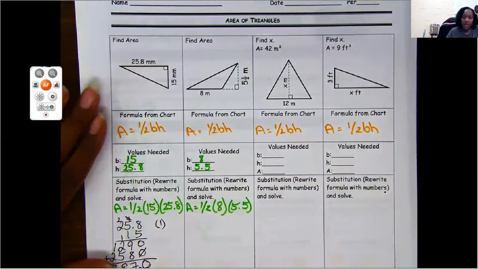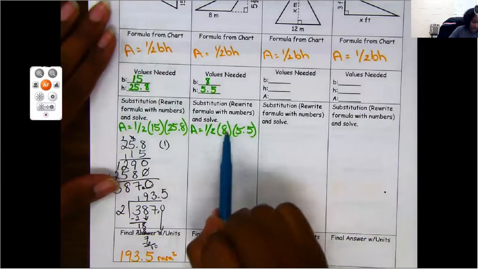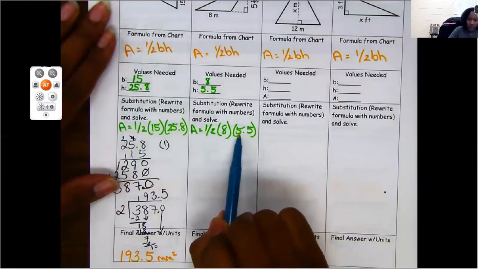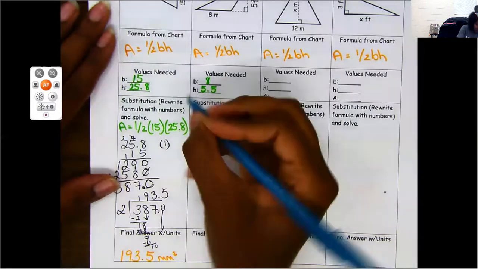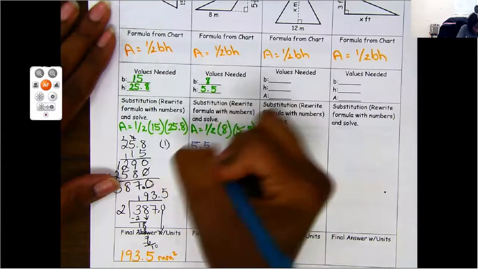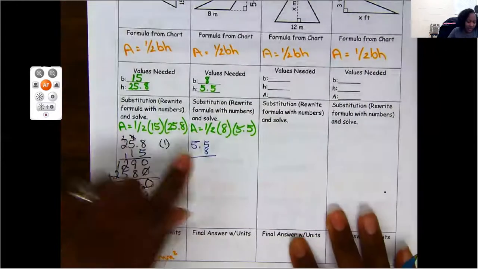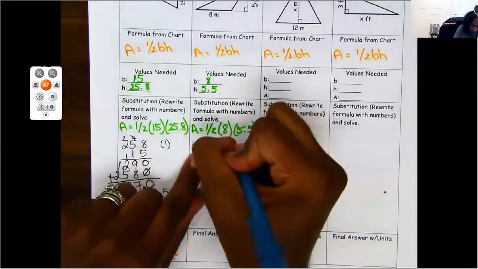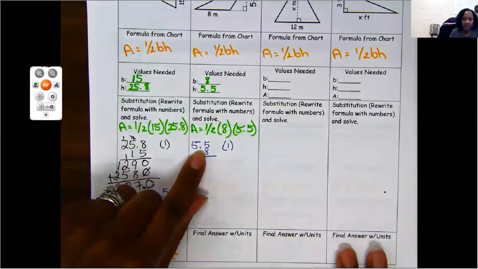Okay. Now we're going to multiply base times height first. This has 2 digits. This has 1 digit. So I want to put the one with the most digits at the top. 1.5 times 8. This does have a decimal that I need to account for in my final answer.